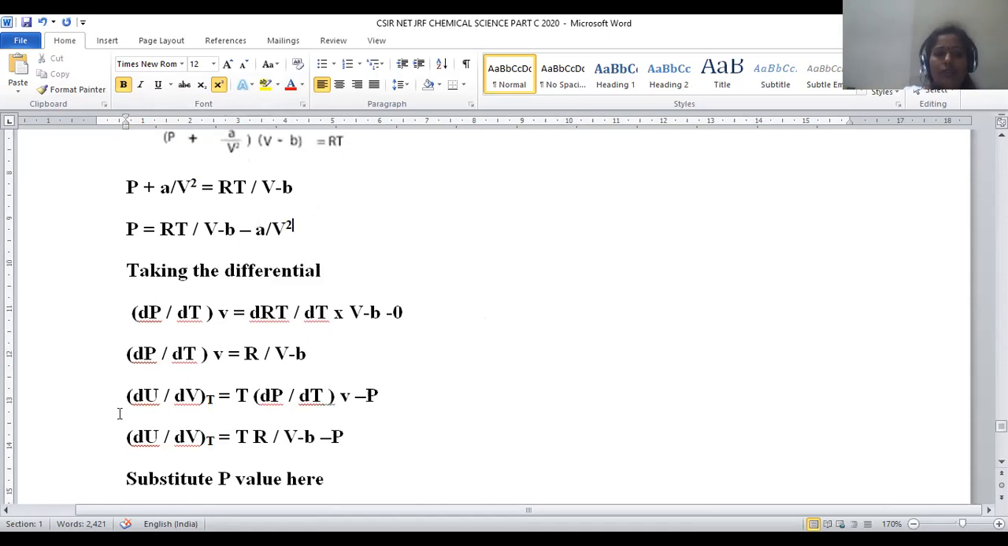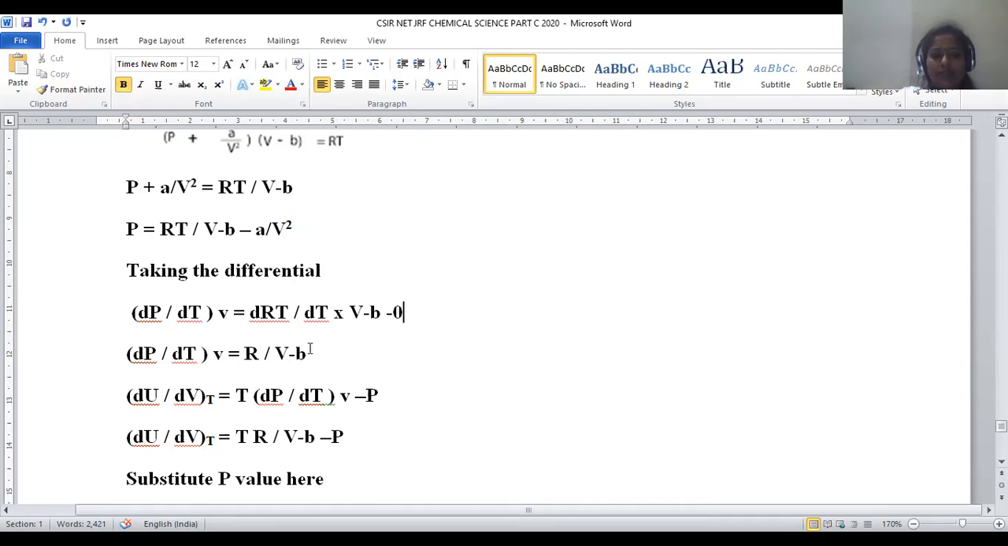Taking the differential of both sides, dP by dT, with respect to temperature, we are differentiating both sides. dP by dT is equal to d(RT) by dT into 1 by V minus B, right? So here dT gets cancelled. dP by dT is taken as R by V minus B. The A by V square term's differential is taken as 0. Then the dP by dT value is R by V minus B, right?